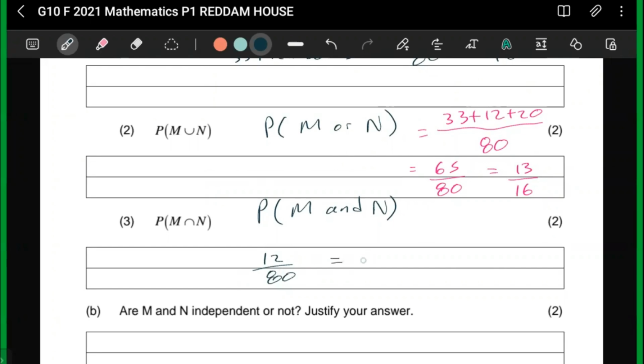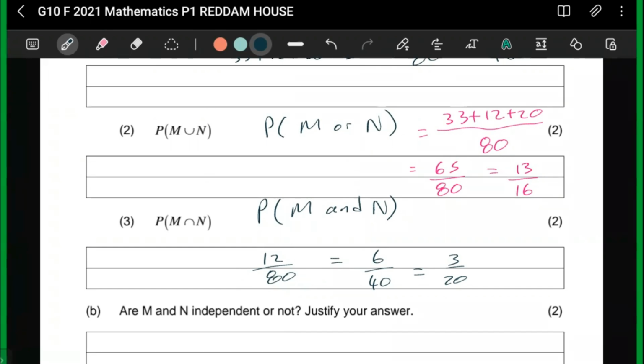2 can go into both of these numbers. So you can have 6 over 40. No, you can go further here. 2 can still go in here. So it's going to be 3 and 20. There we go. 4 can go into each of these, actually. So the smallest fraction there is just 3 out of 20.